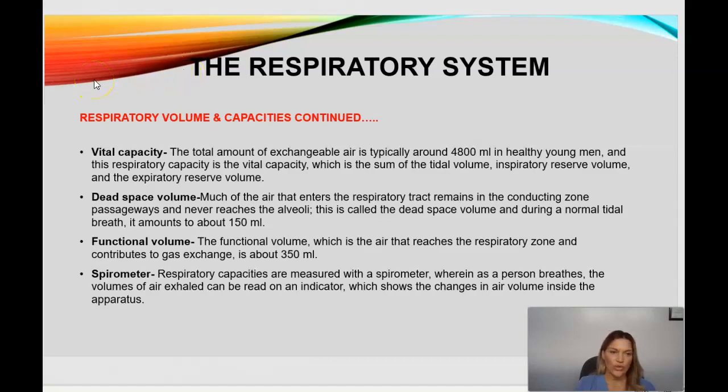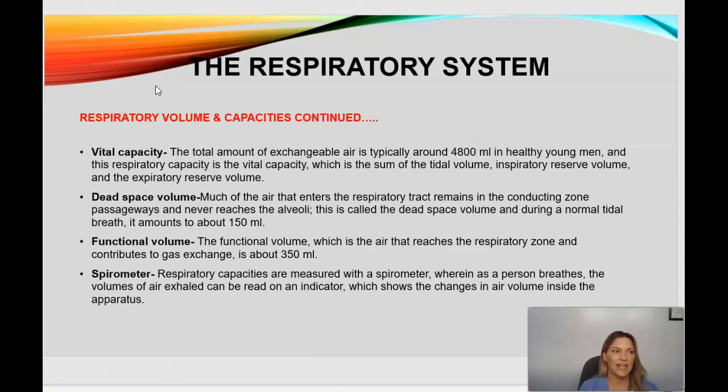And just continuing on with respiratory volumes and capacities, we have vital capacity. And this is the total amount of exchangeable air that is typically around 4,800 mLs in healthy young men. And this respiratory capacity is incredibly important. Vital capacity is the sum of the tidal volume, inspiratory reserve volume, and the expiratory reserve volume. So the sum of those three things: tidal volume, inspiratory reserve volume, and the expiratory reserve volume.